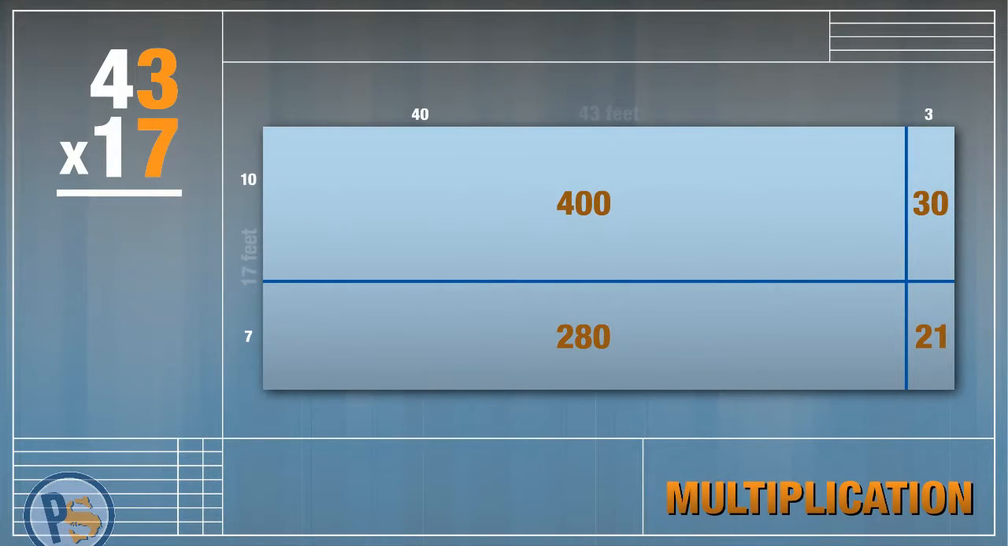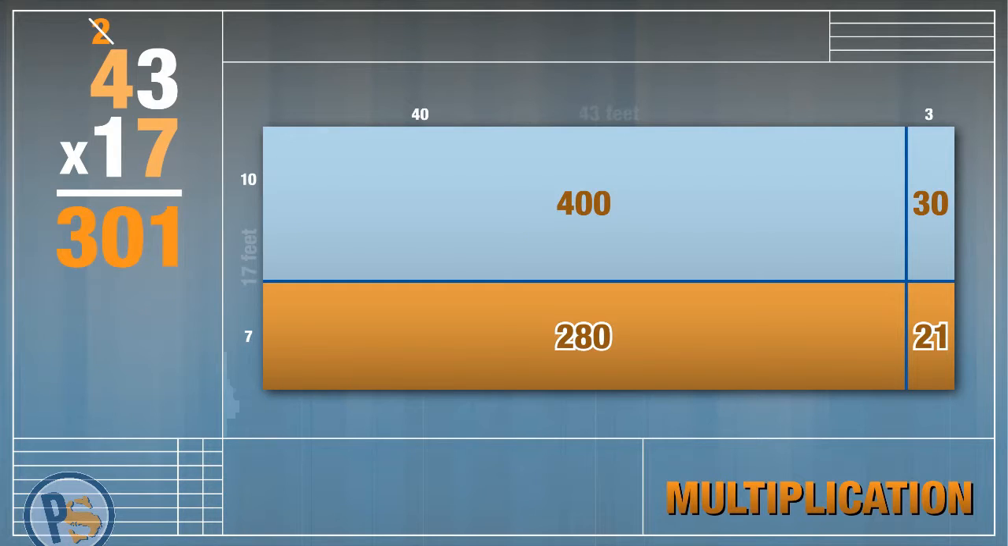First, multiply 7 times 3. That's 21. We record the 1 and the 2 tens. 7 times 40 equals 280, plus the extra 20 is 300, plus the 1 we've already recorded is 301. Now, cross off the 2 tens we've already used.